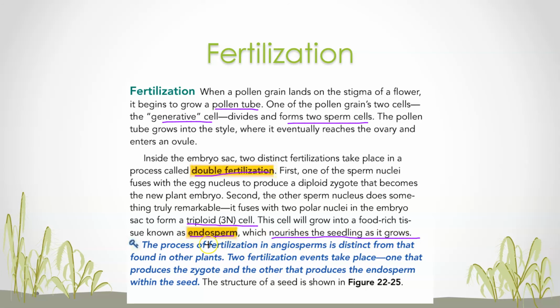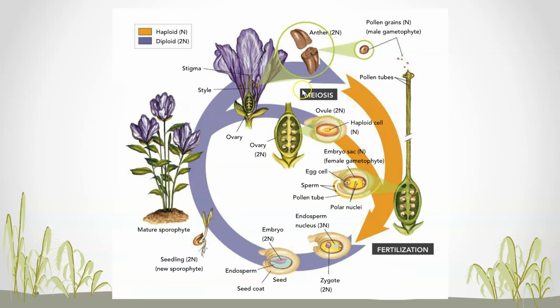If you eat seeds, this is why you eat them, to eat the endosperm. The process of fertilization is distinct. Two fertilization events happen. So let me show you a picture here. You can see pollen grains, pollen tubes grow down. That's a very complicated process that we're not going to get into in introductory biology. Fertilization occurs. How does fertilization occur?